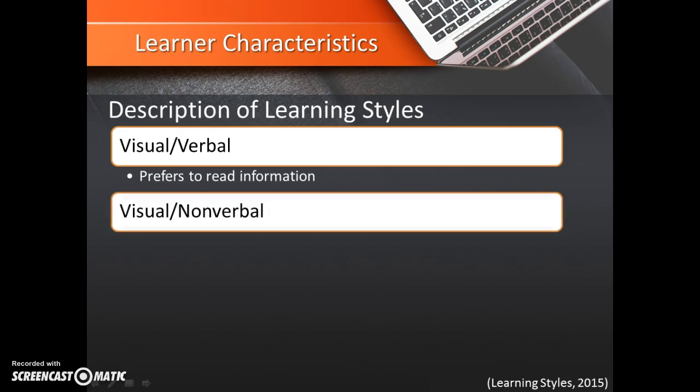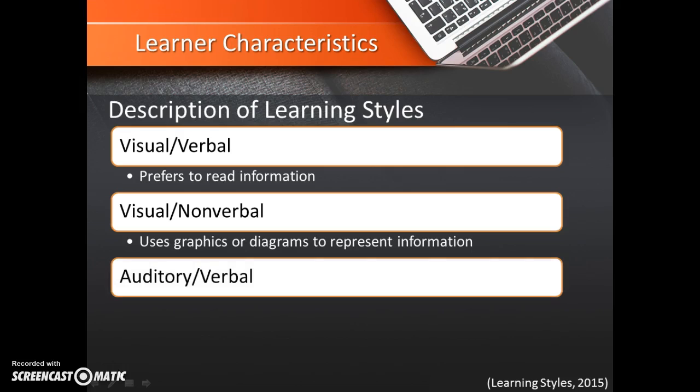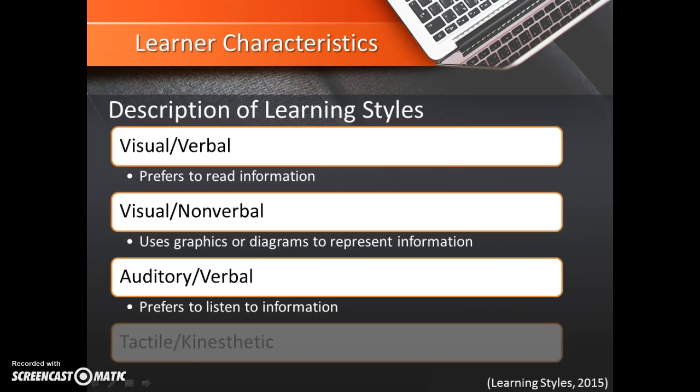Another one is visual nonverbal learners. They use graphics or diagrams to represent information, and in the classroom setting they benefit from instructors who supplement their lectures with materials like films and videos and maps. The third is auditory verbal learners. They prefer to listen to information, and in a classroom setting they benefit from listening to the lecture, the more traditional type of learning, and participating in group discussions, and they like to listen to audio recordings.